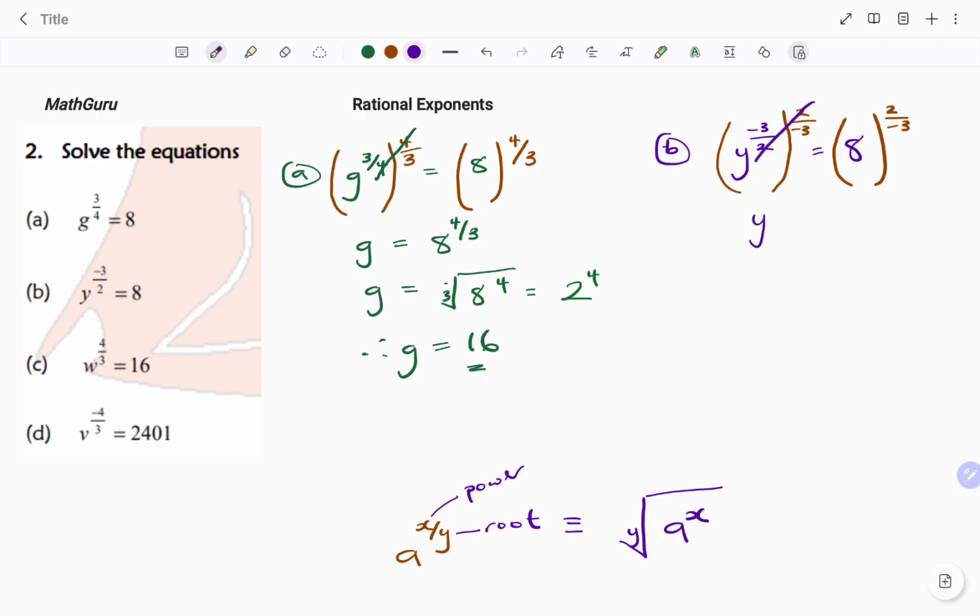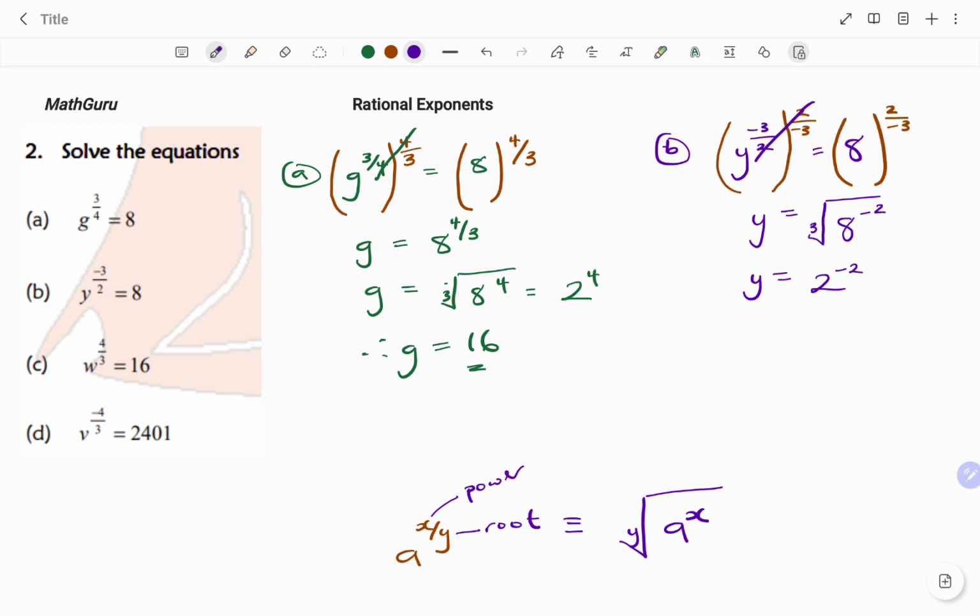I'm left with y equals the cube root of 8 raised to the power of negative 2. What I did was move my negative to the top; I'm still going to have the same value. So therefore, I'm starting with the cube root: the cube root of 8 is 2. So y equals 2 raised to the power of negative 2.